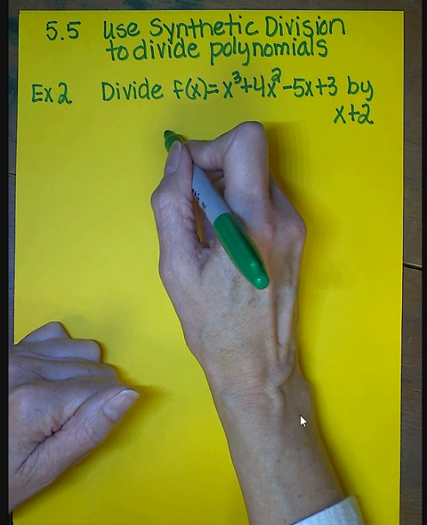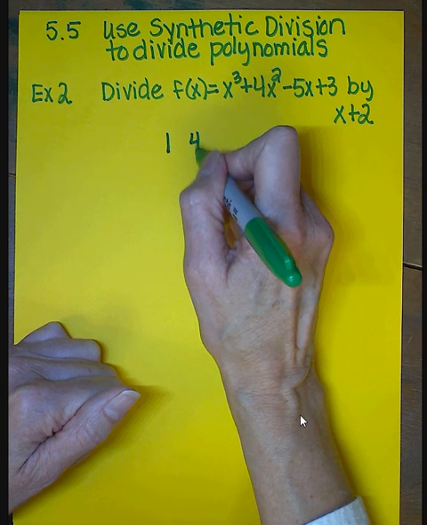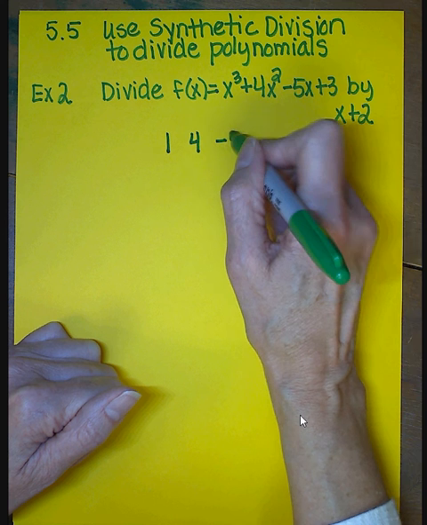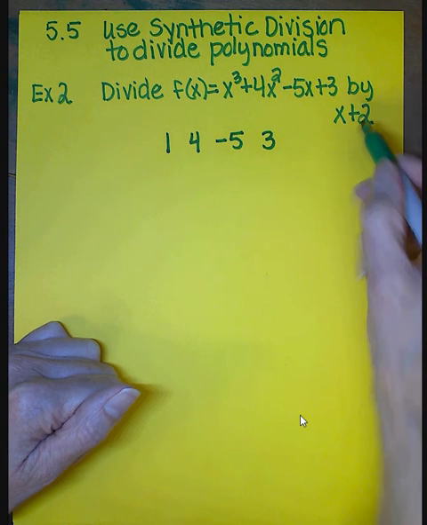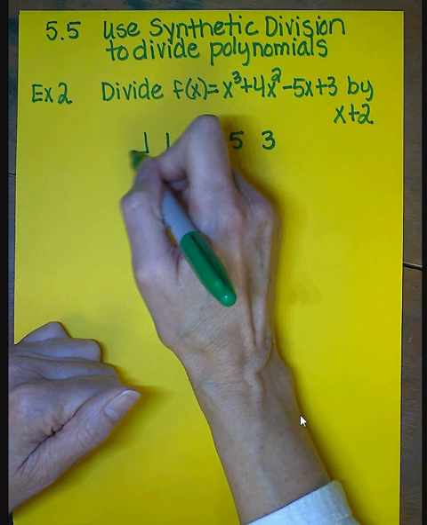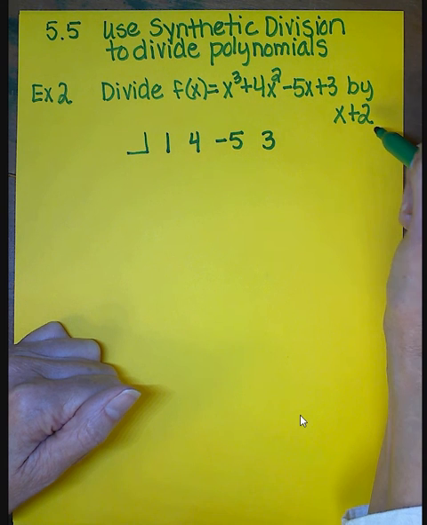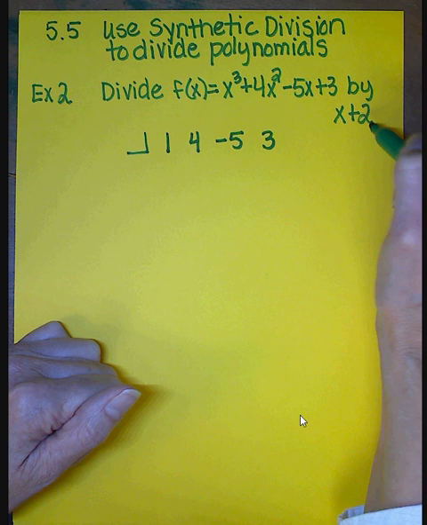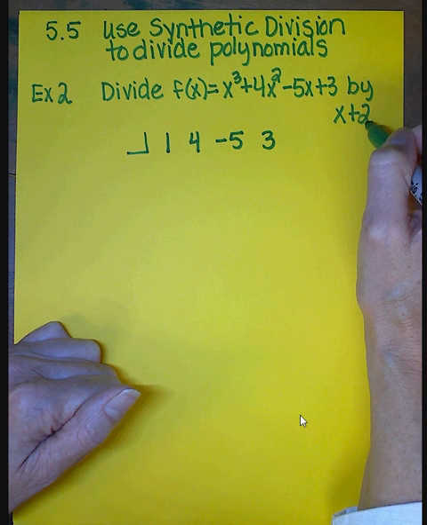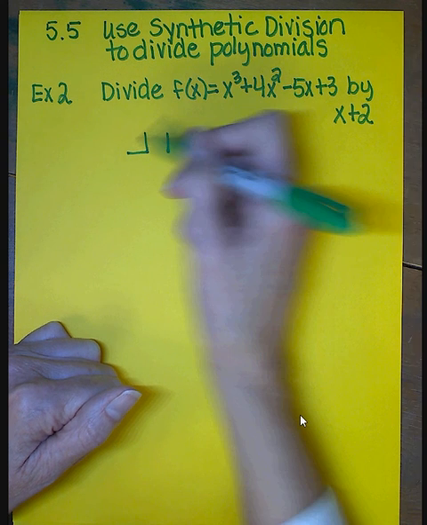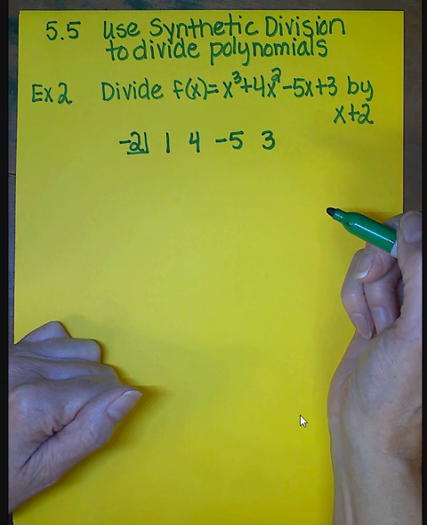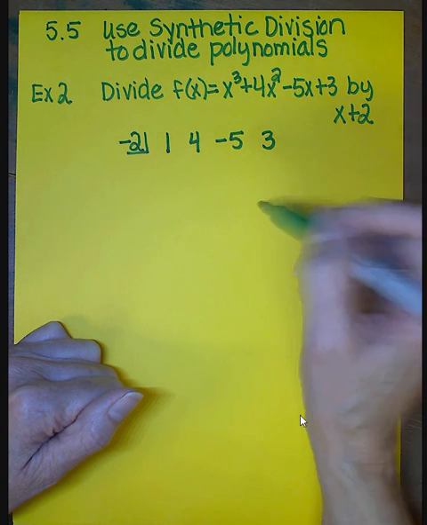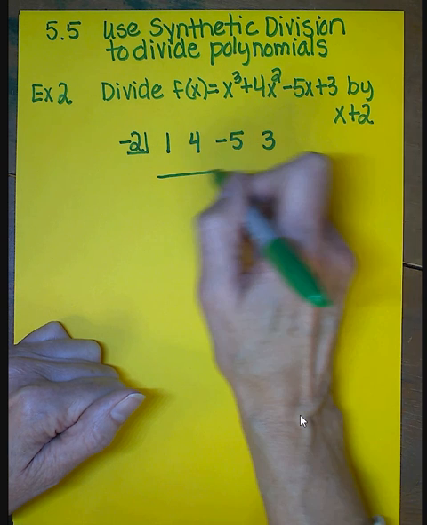So I'm going to put the coefficients of each of these terms in a line. Now the difference with division is what I'm going to put here is the solution to this factor. So if I set this equal to 0, I'd have to subtract over the 2. So what I want to put in my little box is negative 2.